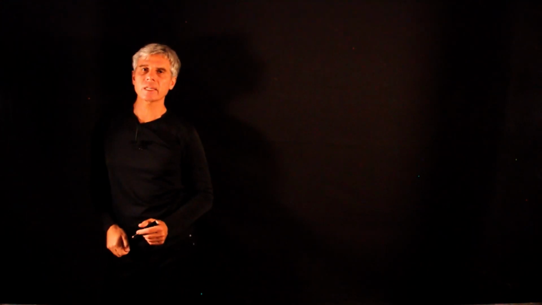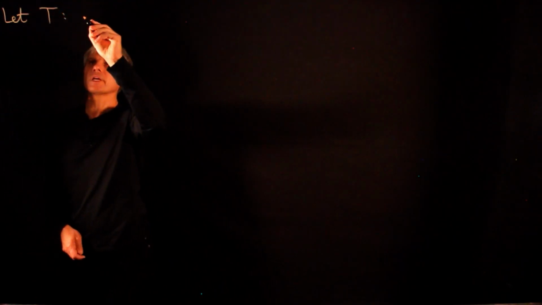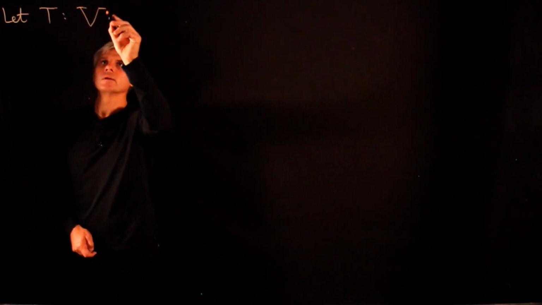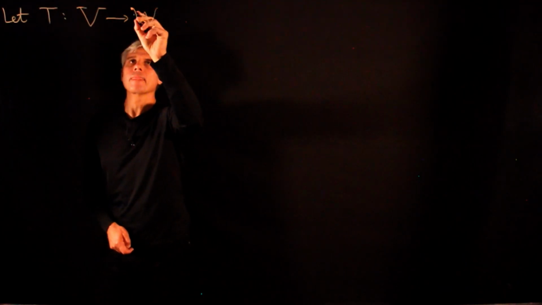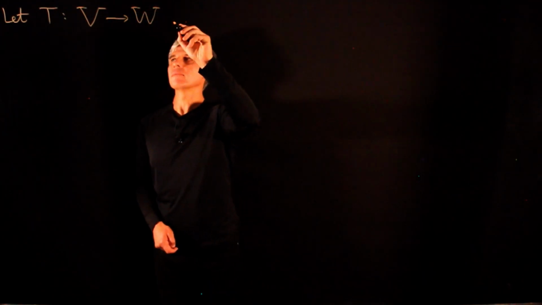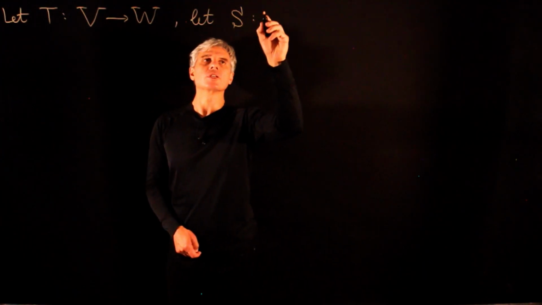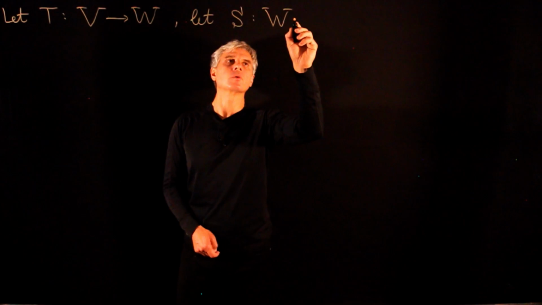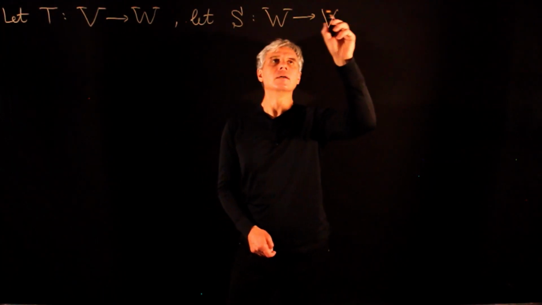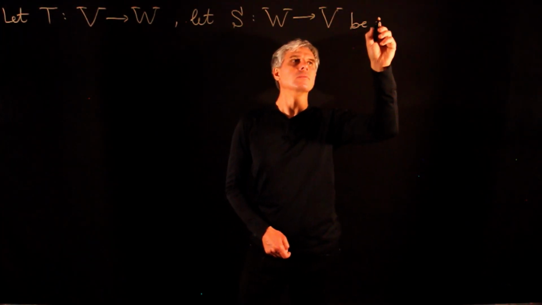Let us discuss one aspect of the definition of an inverse of a transformation. So let T be a linear transformation from V to W, and let S, which is a transformation from W to V, be its inverse.